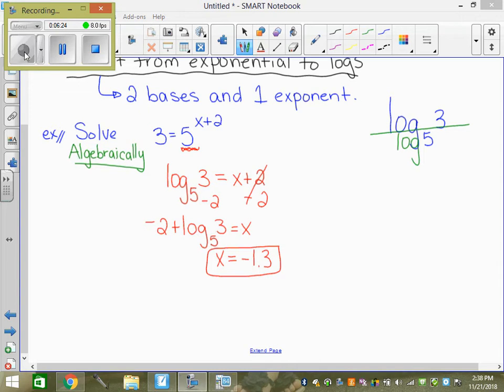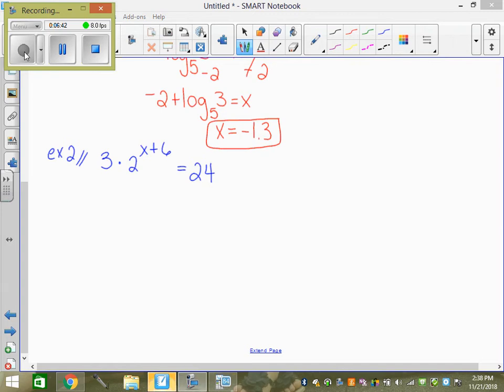So if I have 2 bases, 1 exponent, and I can't do common base, I have to convert it to a log. So example 2. Say I give you 3 times 2 to the x plus 6 equals 24. If you go 6 to the x plus 6 on your test, I'm going to want to rip it in half.